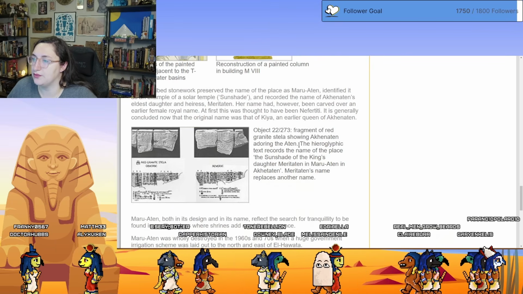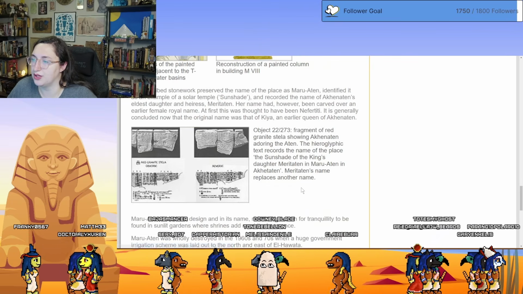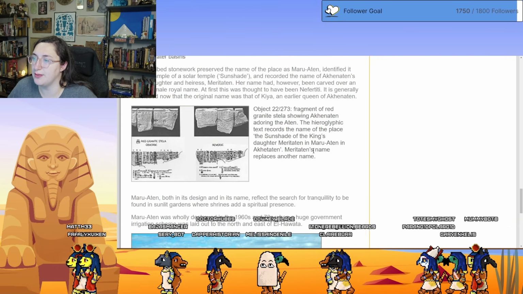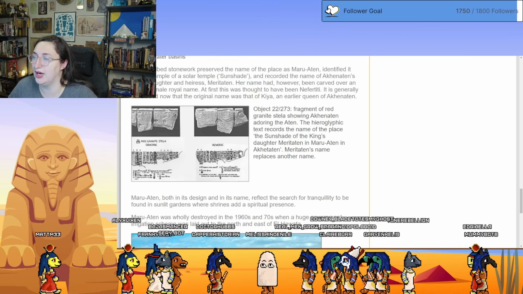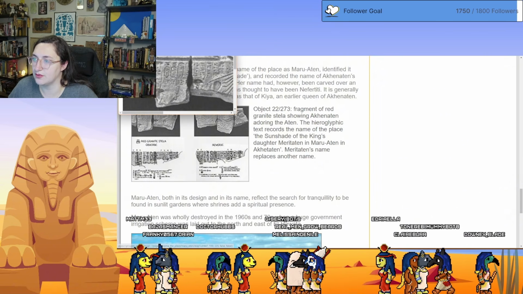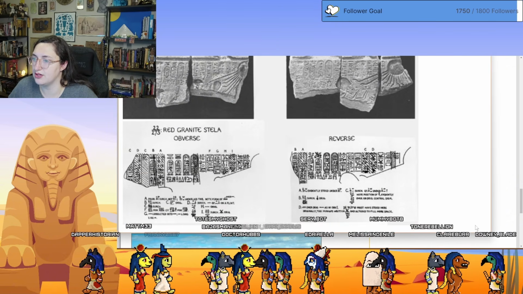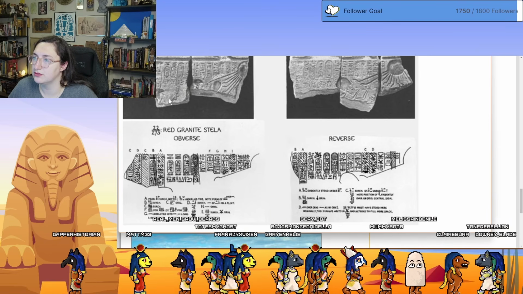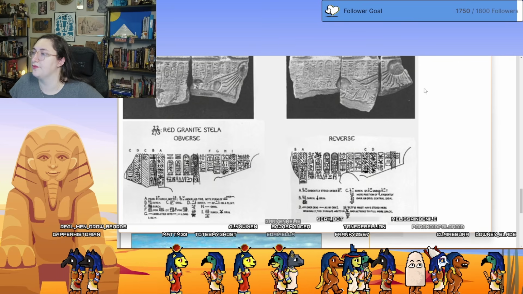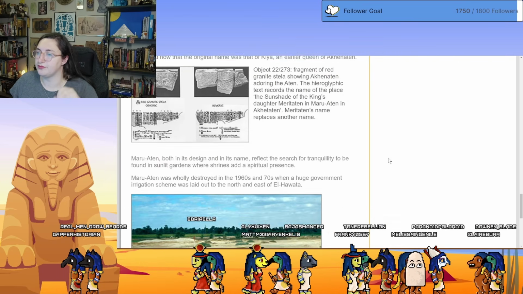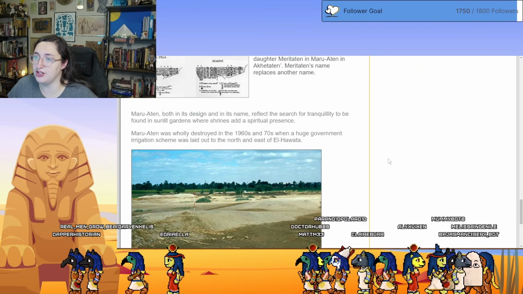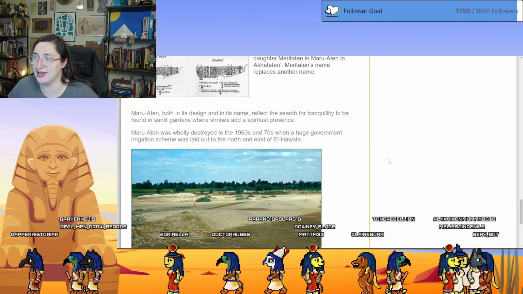So, fragments of a red granite stela showing Akhenaten adoring the Aten. The hieroglyphic text records the name of the palace as the sunshade of the king's daughter Merit Aten in Maru Aten in Akhenaten. But her name, I'm trying to see, her name replaces another name. So there we got Akhenaten, and then we have a woman here. Maru Aten, in both its design and its name, reflects the search for tranquility to be found in sunlit gardens where shrines add a spiritual presence.